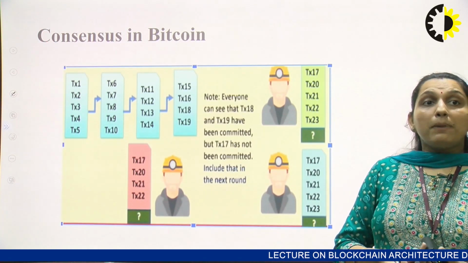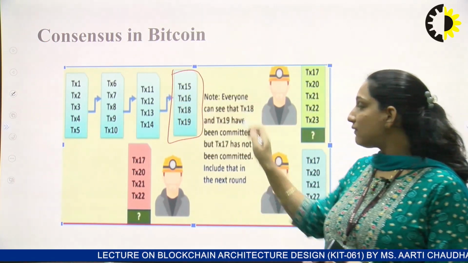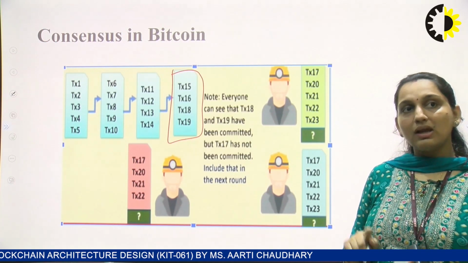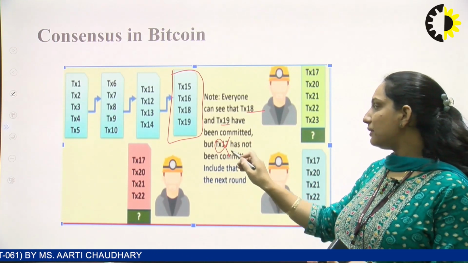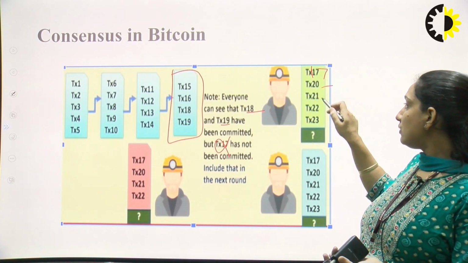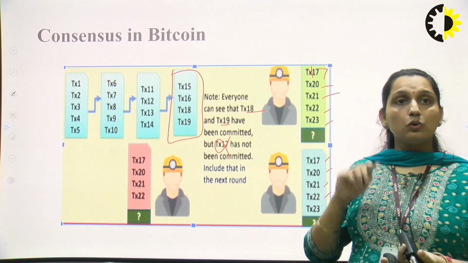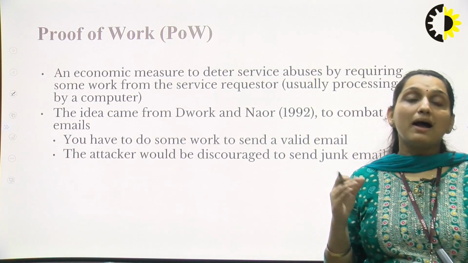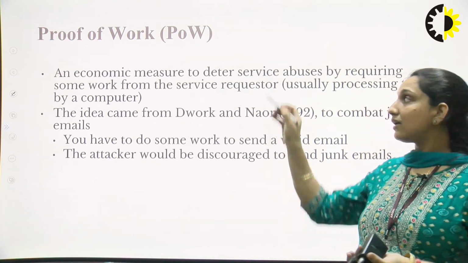If it is done first, it will add it to a block, then everyone will see the broadcast of the block, because that is the next block of the blockchain. It will say that 18 is committed, 19 is committed, but 17 is not committed. So others will include 17 into it, along with 20, 21, 22, 23, and then mine it. So the problem is, if a person has mined the block, how can we authenticate it? That is proof of work.